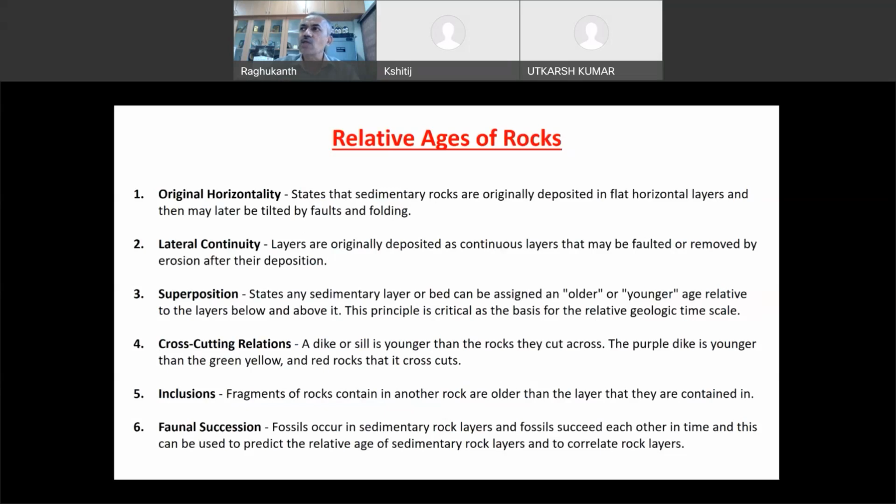Then cross cutting also we have seen. If you have a dike or sill, we say that it is younger than the rocks they cut across. Then fragments of rocks contained in another rock are older than the layer they are contained in. Then the last one, which doesn't come under stratigraphy and was added later, is faunal succession. That is based on fossils, and we can date the ages and other things also.